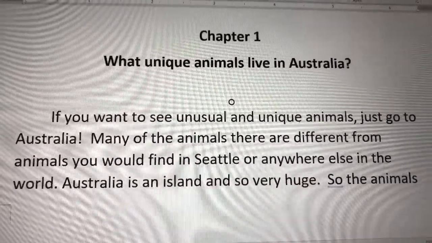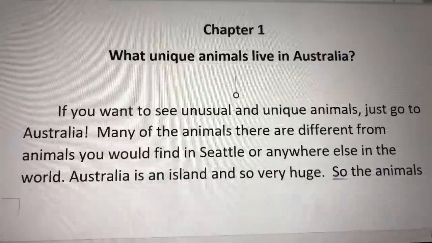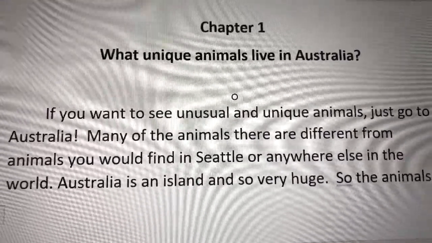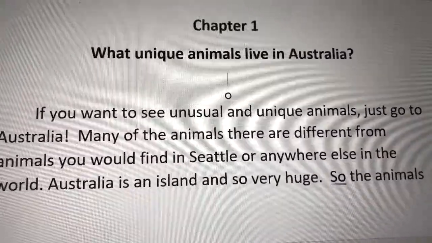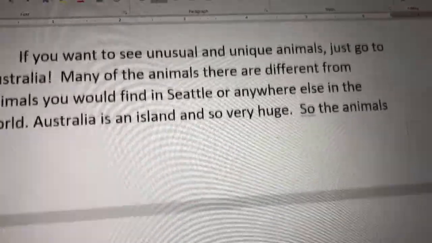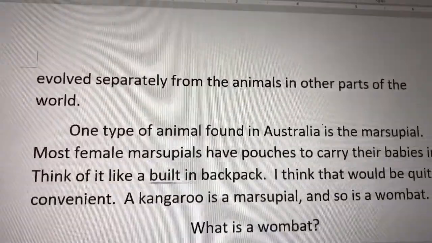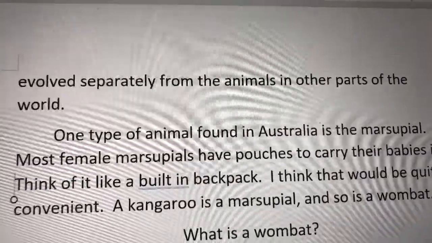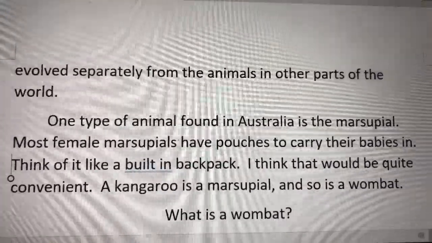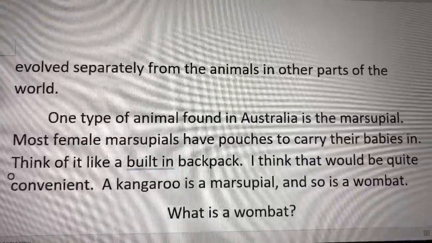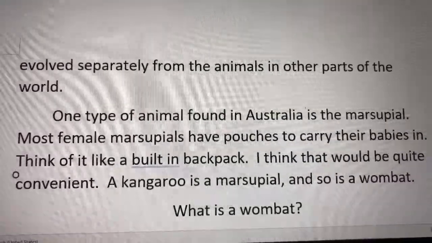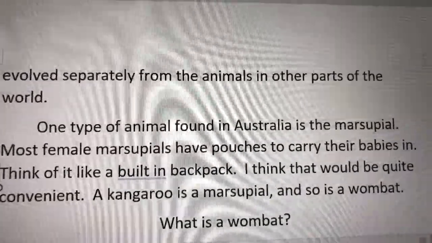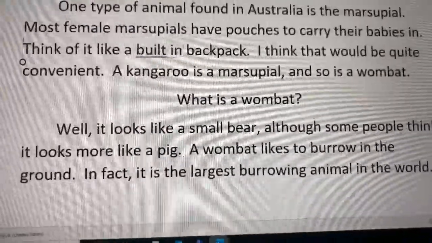If you want to see unusual and unique animals, just go to Australia. Many of the animals there are different from animals you would find in Seattle or anywhere else in the world. Australia is an island and so very huge, so the animals evolved separately from the animals in other parts of the world. One type of animal found in Australia is the marsupial. Most female marsupials have pouches to carry their babies in. Think of it like a built-in backpack. I think that would be quite convenient. A kangaroo is a marsupial, and so is a wombat. And you'll remember that word wombat from an earlier video.